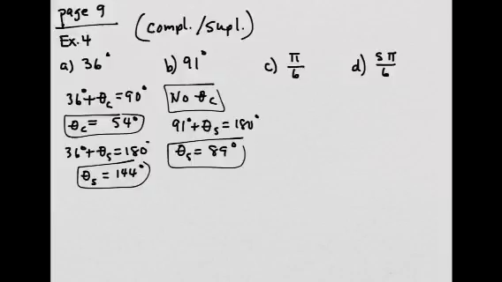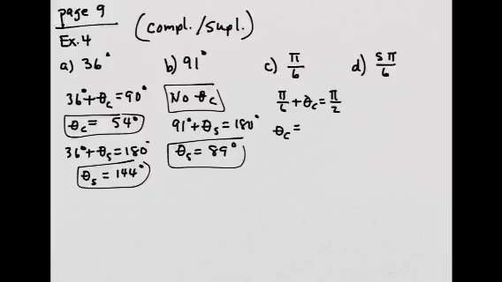Pi over 6, we're changing over to radians now. So for the complement of pi over 6, it has to add up to pi over 2. Because 90 degrees is half of 180, so pi over 2 is half of pi. So we're going to do pi over 6 plus its complement is pi over 2. Subtract pi over 6.